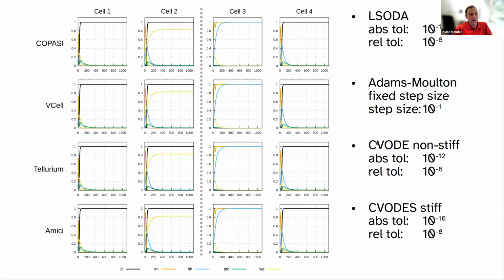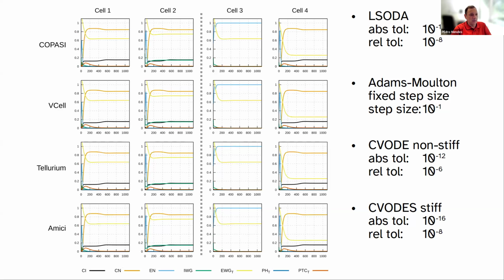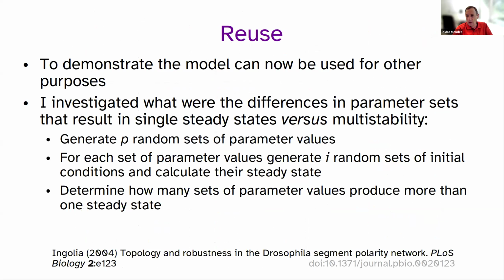But anyway, I showed all 4 can use the same SBML file and can produce the same results. In fact, the same OMEX file. This is the other variable, so they're also equal. I think I'm getting close to the end.